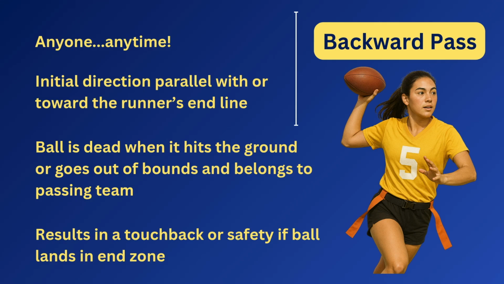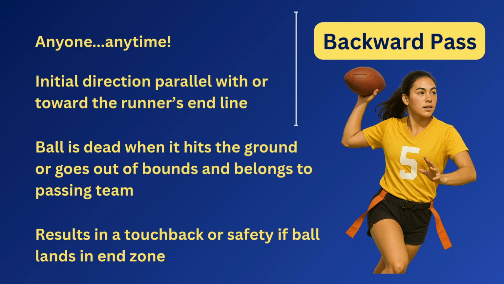The ball is dead when it hits the ground, or if it goes out of bounds on a backward pass and belongs to the passing team. And it results in a touchback if you were to throw a backward pass that somehow ended up going forward and it lands in the other team's end zone, or a safety if it ends in your end zone. Now, again, we talk about the initial direction.